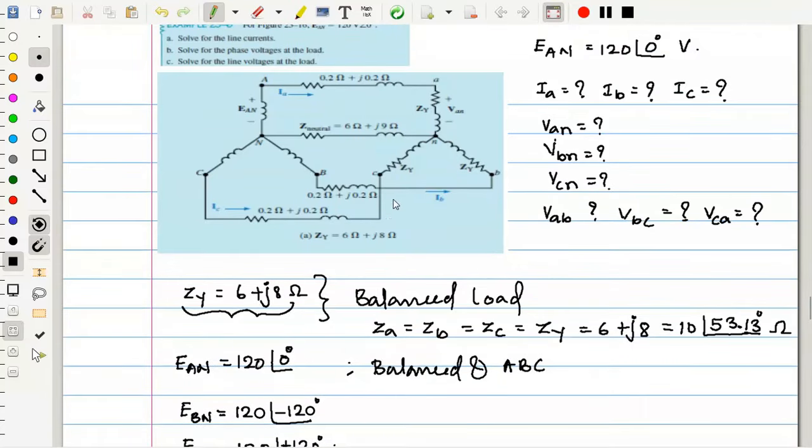Zn is 6 plus 9j. See here, madam. Zn is 6 plus 9j. Zy is 6 plus 8j.